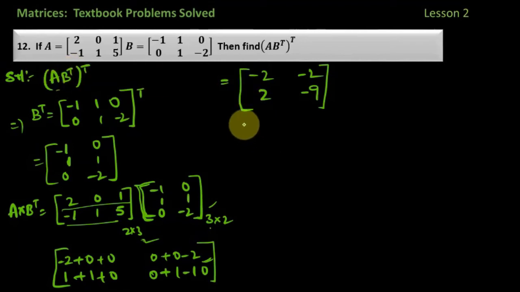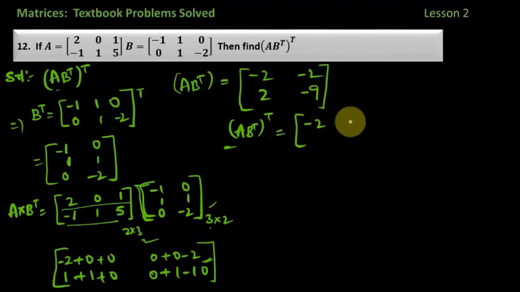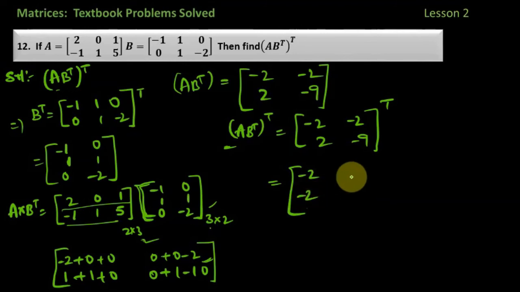Now we should find A B transpose whole transpose. See, this is the value of A B transpose. For this I should find the transpose. We'll find that. Minus 2, minus 2, 2, minus 9. This is my value of A B transpose. For this I should find transpose, means my row elements will become column elements. Minus 2, minus 2, this will become 2, minus 9. So this is the final answer.